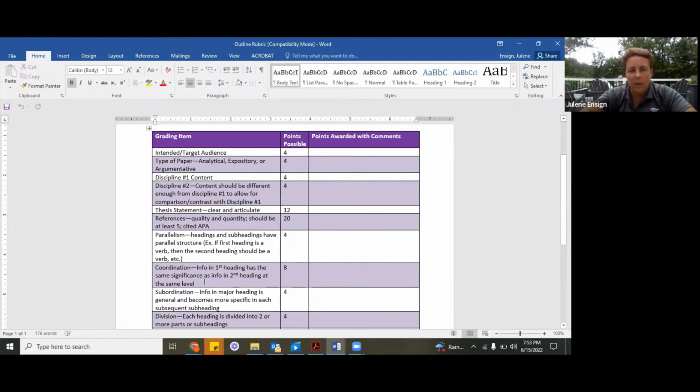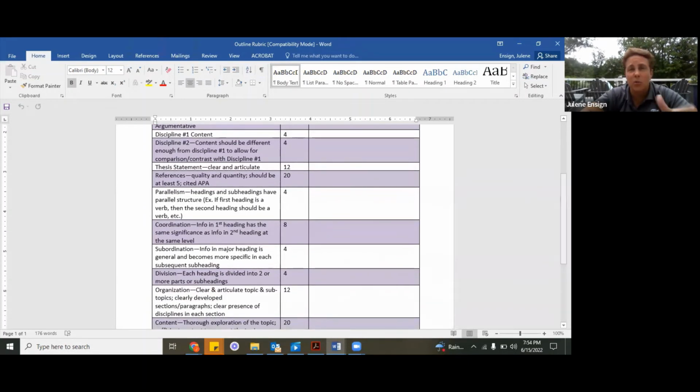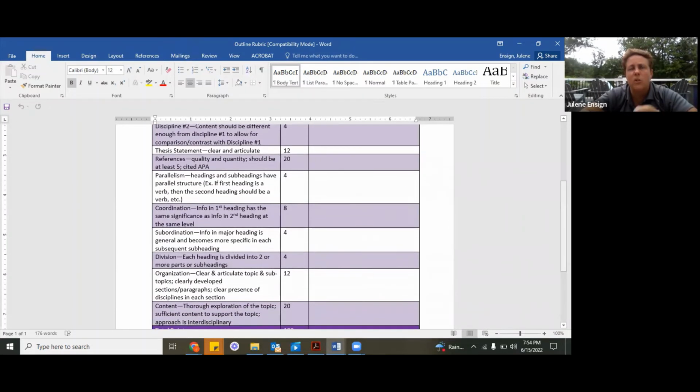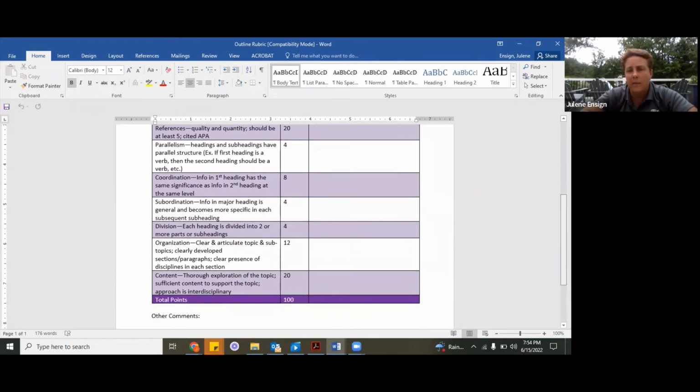Coordination, I already talked about in terms of significance, and then subordination is basically the same thing. Every part in your outline should have at least 2 little things. So if you think of bullets, there should be 2 parts under each, and then it should be organized. The flow of this should make sense. So starting with an intro, into your topic number 1, topic number 2, and then after that, heading to your conclusion. Okay, so that's the rubric that I'll be using to grade.